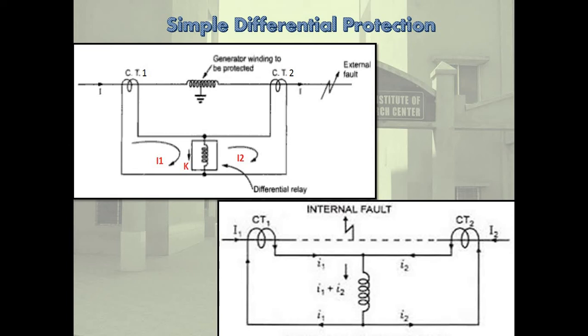It has some disadvantages. This basic differential scheme has the following disadvantages. First, these circuits operate inaccurately with heavy external fault. The CTs may saturate and cause unequal secondary currents, and the different secondary currents may approach the peak value to operate the relay unnecessarily. So these disadvantages are overcome in the percentage differential relay.